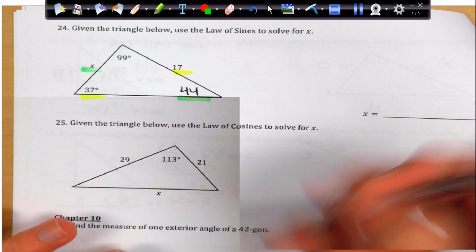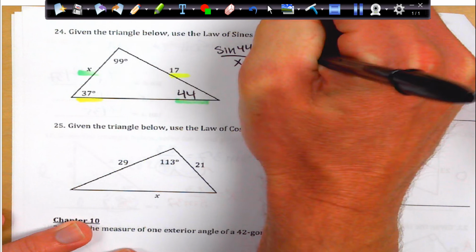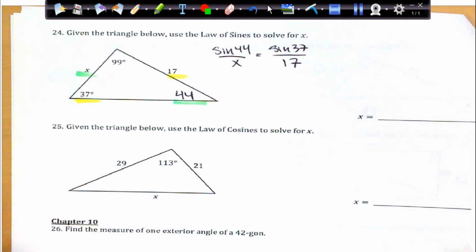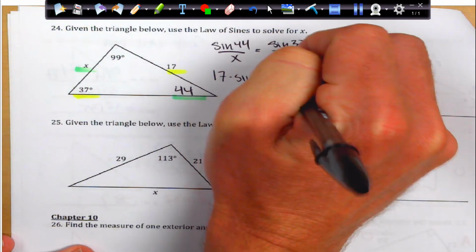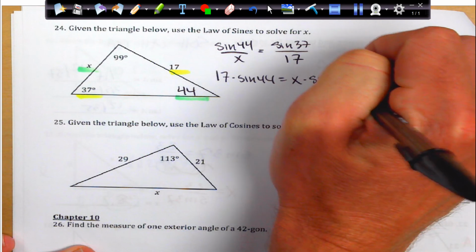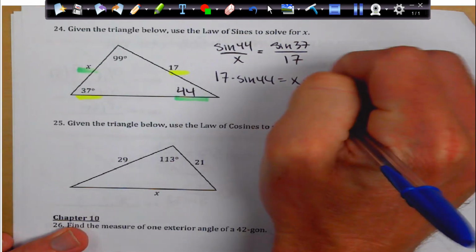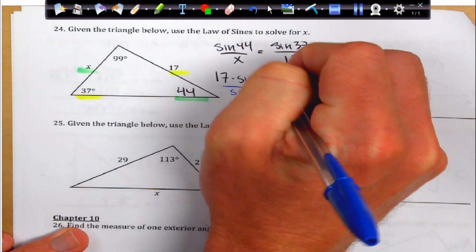And so all I do is do the sine of the angle, 44, over its opposite side, equals the sine of the angle over its opposite side. We cross multiply, we get 17 times the sine of 44 equals x times the sine of 37. Then we divide by sine 37. And so this right here is what x equals.